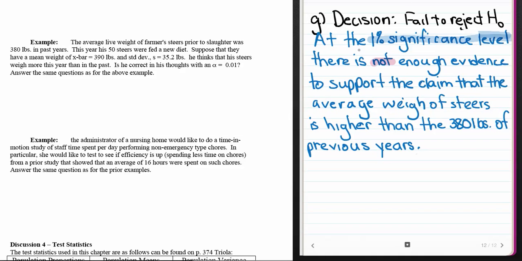Now the last one, decision to fail to reject the null. This is at the 1% significance level. There is not enough evidence to support the claim that the average weight of steers is higher than the 380 pounds of previous years. And I am out of time, so I will finish the second example in the next video.